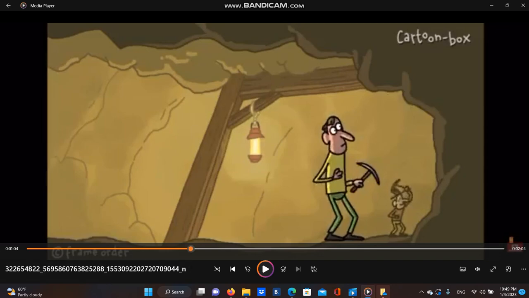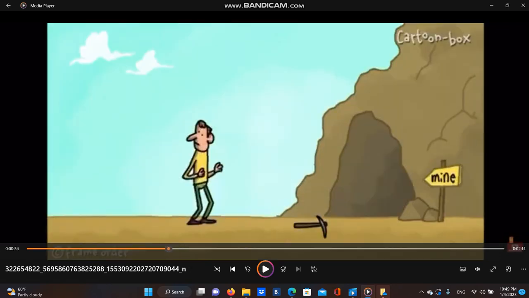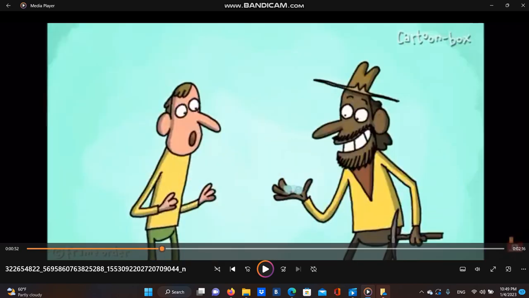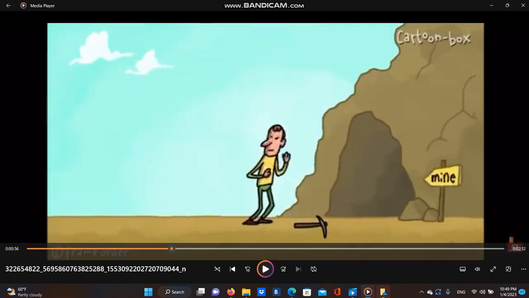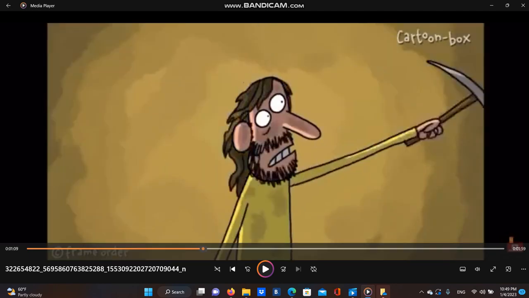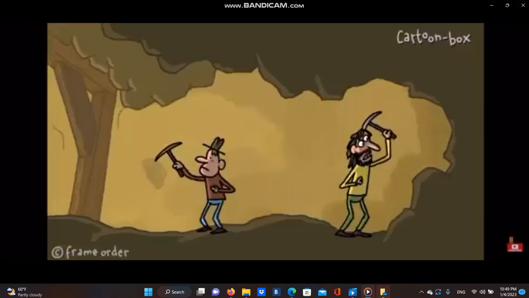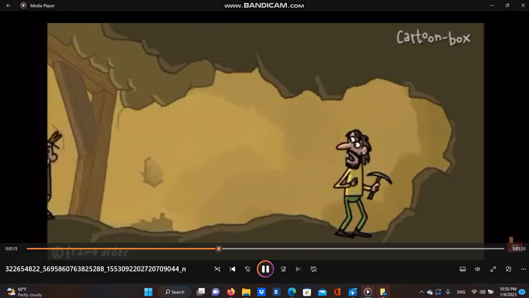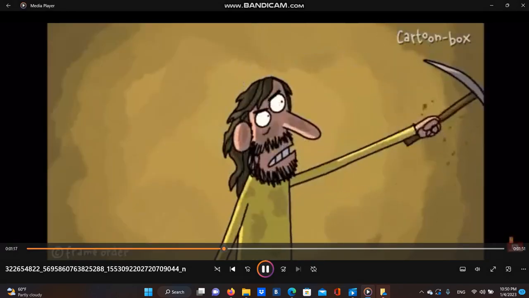As you saw at the beginning of the video here, he dug and found diamond or quartz. So he's trying also to find diamond or quartz. Here is also mining. He found various materials.